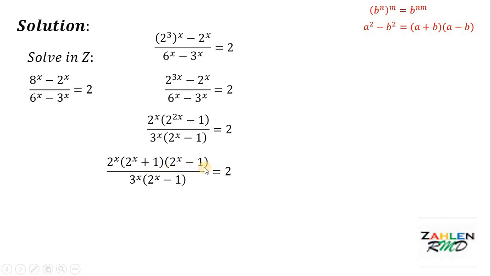Now at this point, we can cancel out 2^x minus 1 on the numerator and the denominator, provided that x is not equal to 0. Why is that? Because if x is equal to 0, we have 2^0 minus 1, and 1 minus 1 will give us 0. So we have 0 over 0, and we don't want 0 over 0 because it is indeterminate. Therefore, we need to set x not equal to 0. So at this point, we can cancel out 2^x minus 1 because we know this is no longer 0 over 0.